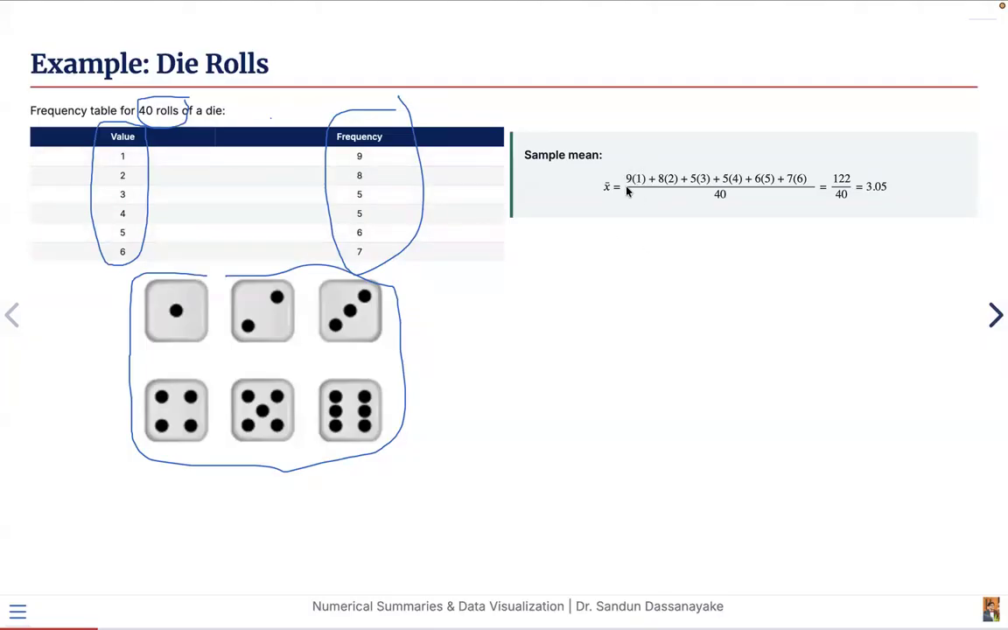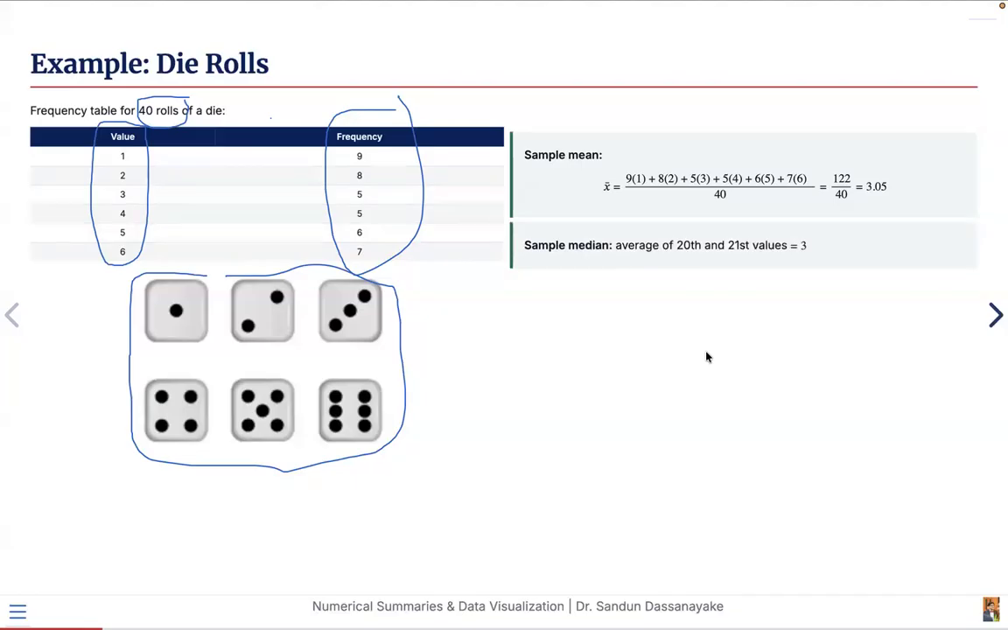Because of that, we are multiplying by the frequency. So that's why in the equation, it is x_i times f(x_i). x_i is the value that you observe, and f(x_i) is the frequency. So you add them up together, and at the end, you get the sample mean.